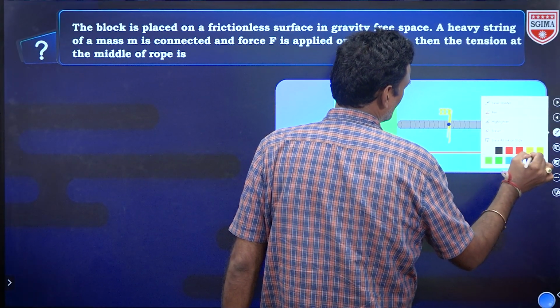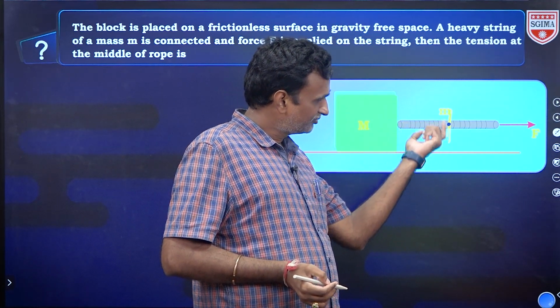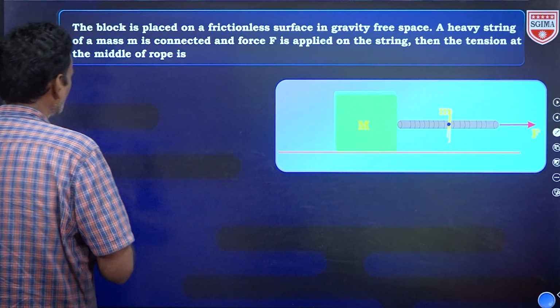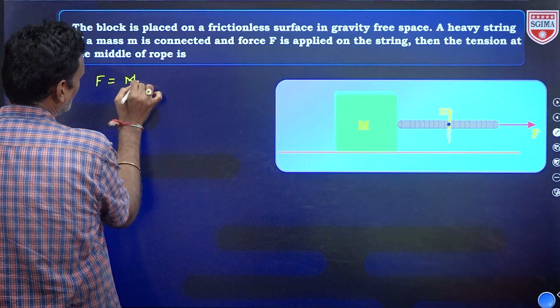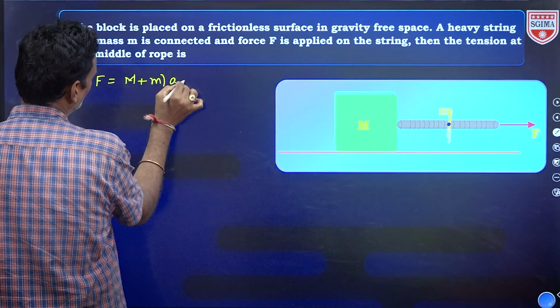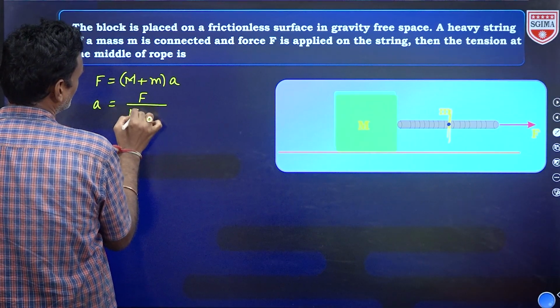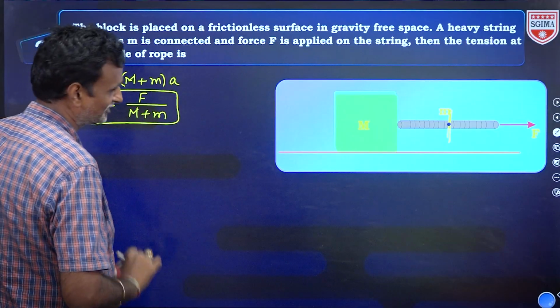So you just understand one thing. At this point we need to break it. Okay, now we will solve again. First of all, total force equals total mass, capital M plus small m, times acceleration. Acceleration equals F by M plus m. This is the acceleration answer.